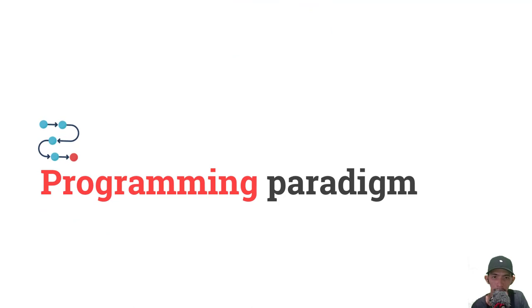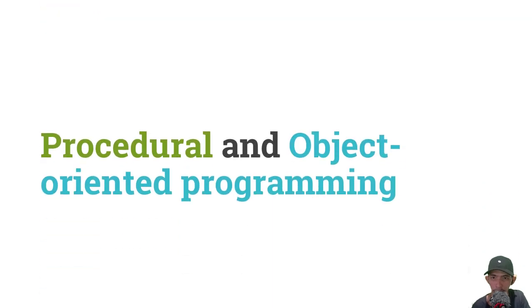So, it is the same in programming. There are different varieties of styles you can adapt, and those are what we call programming paradigms. And there are two most common ones that programmers use. Number one is procedural, and the other one is object-oriented programming. So, let's start with procedural first.